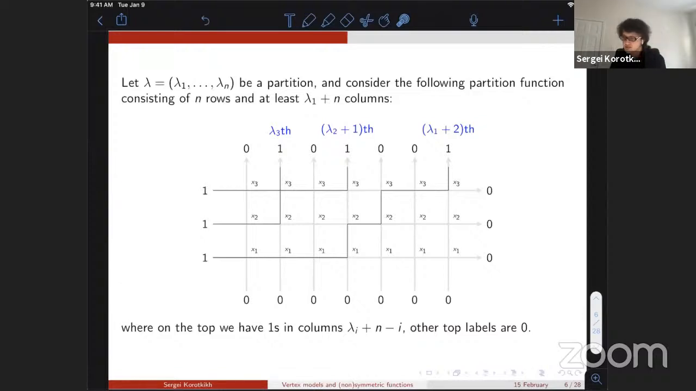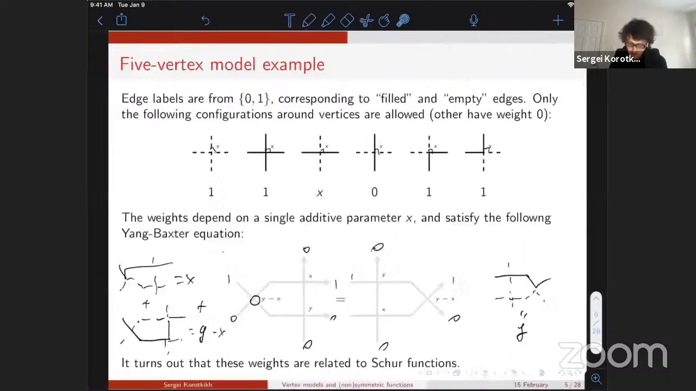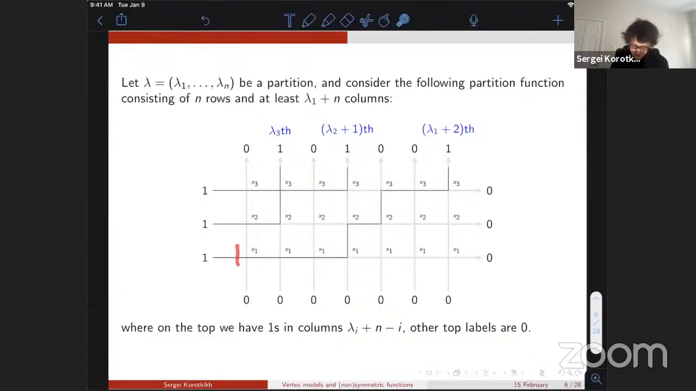As I mentioned, it's convenient to think about configurations of this model as a collection of up-right paths. In terms of up-right paths, I will have several paths entering from the left. Then they will exit at positions which are prescribed by my partition. Finally, I will define my vertex weights as the same weights as on the previous slide, where the parameter x for the vertices on the first row will be x1, for the vertices on the second row will be x2, and so on. And it turns out that this partition function coincides with Schur functions.